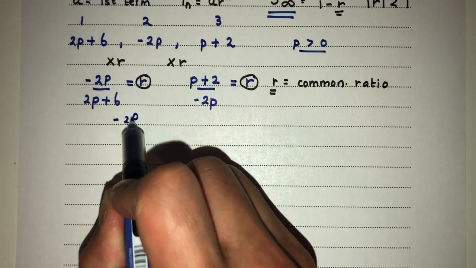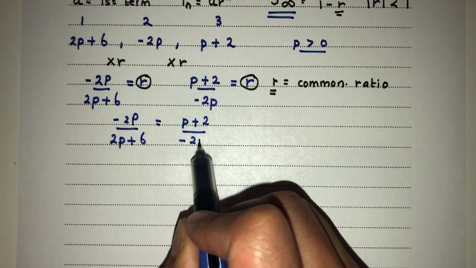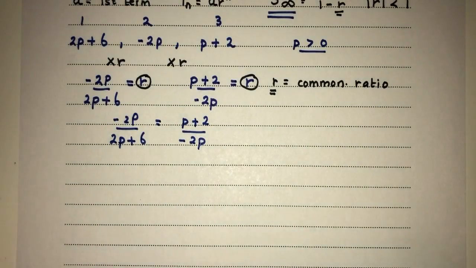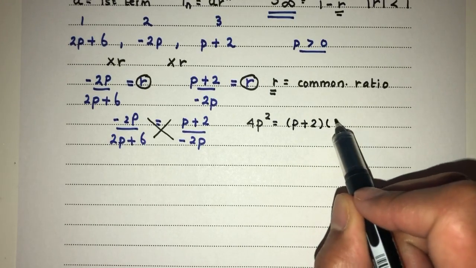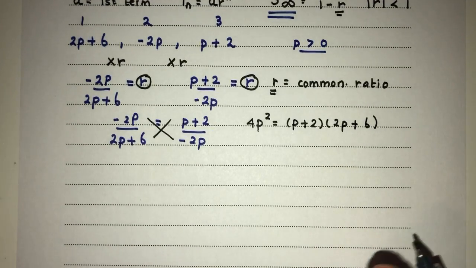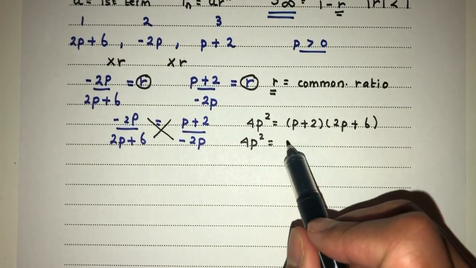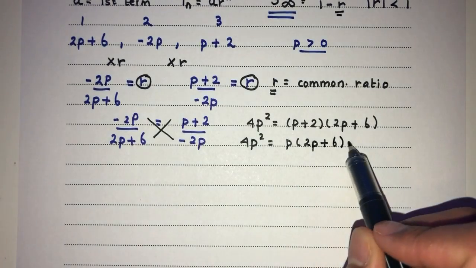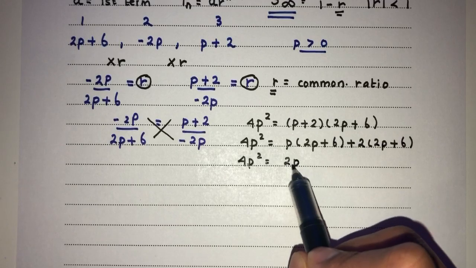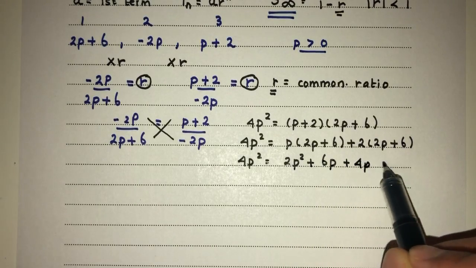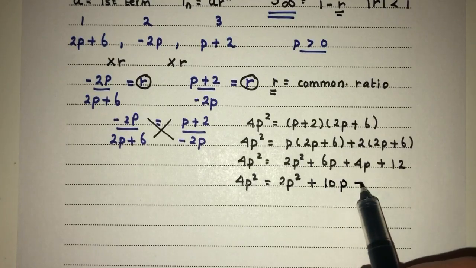So on one side we have minus 2p over 2p plus 6 is equal to p plus 2 over minus 2p, sorry. So now we have this equation. Next step is to cross multiply. You will have 4p squared is equal to p plus 2 times 2p plus 6. Now we have to expand the brackets and simplify. That will be 4p squared equal to, I like to do it this way: I take the first value, multiply by the brackets of the other one, take the second value, multiply by the brackets of the second one. So you will have 4p squared is equal to 2p squared plus 6p plus 4p plus 12. That will be 4p squared is equal to 2p squared plus 10p plus 12.